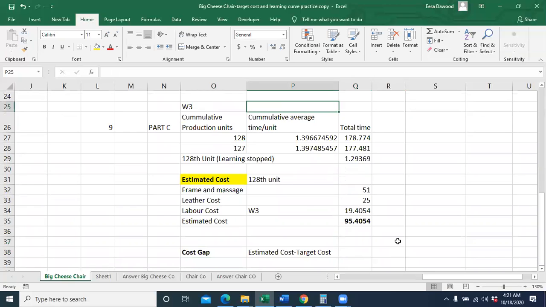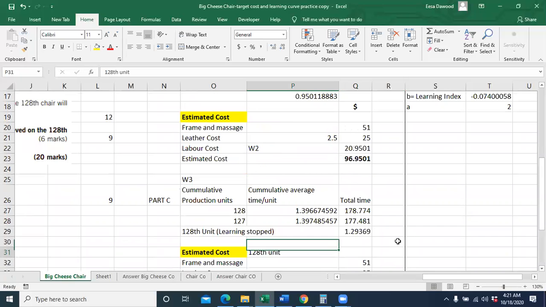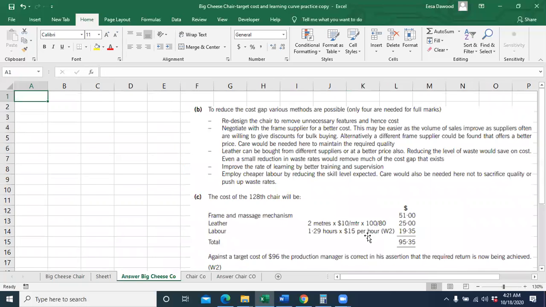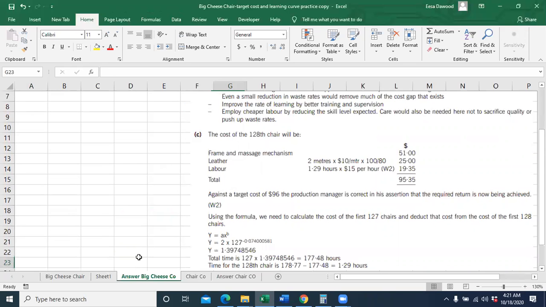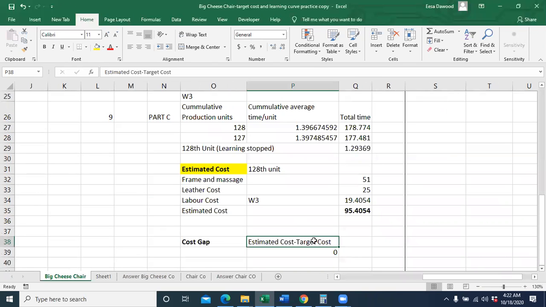Estimated cost is 95.4054 and the target cost is 96. Yes, there is no cost gap. And what you're going to write next is that yes, he's right in his claim. We calculated our cost to be this by using the formula that we already did, and yes, the production manager is correct in his assertion that the required return is now being achieved, and we are able to achieve our target cost, which is above our estimated cost. And there's no cost gap.